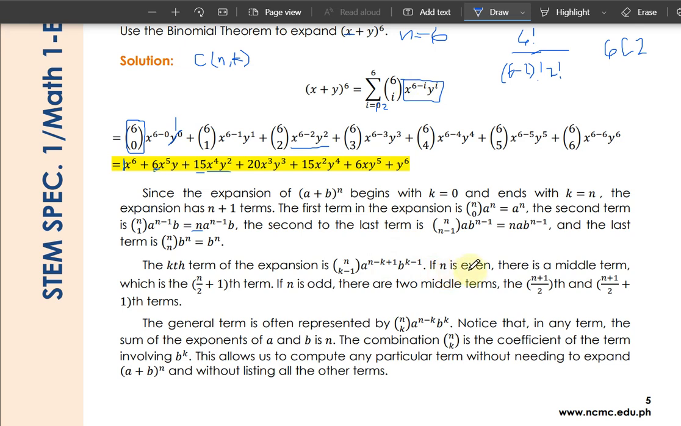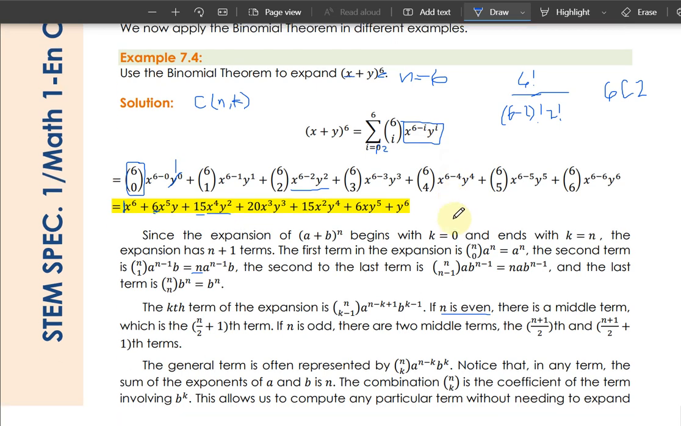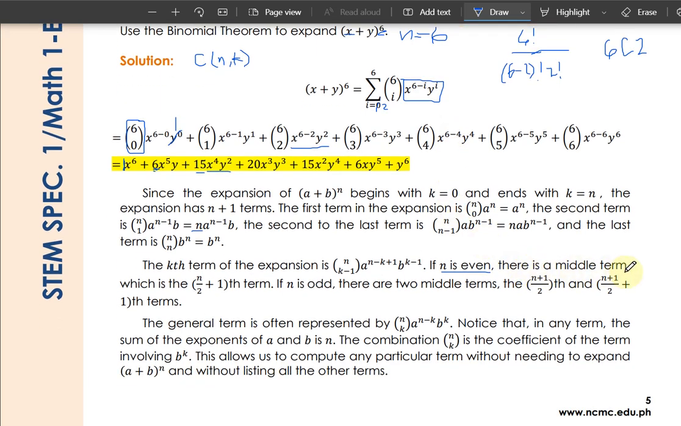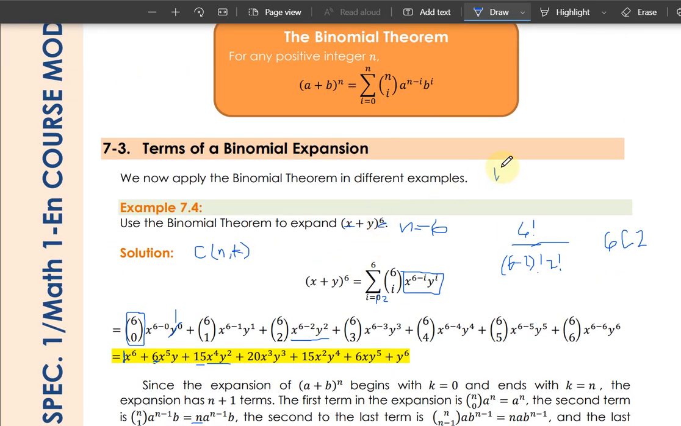So if our n is even, then there is a middle term, and that middle term is the n over 2 plus 1 term. Okay? Remember, if n is equal to 6, the number of terms is n plus 1, so there are 7 terms in our expansion. Since it is 7, there is a middle term, and the middle term is the fourth term.